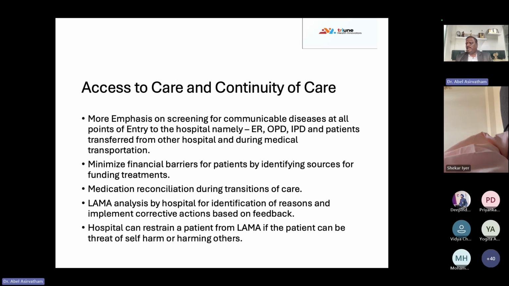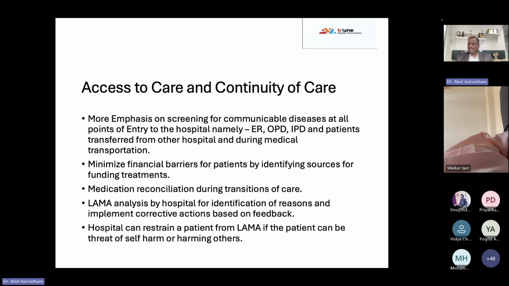Then minimize financial barriers for patients by identifying sources of funding. This we used to do in our hospital. Wherever there's a challenge, we used to have some tie-up with a trust. But now this has been included in the standards itself, like the hospital having some tie-up with some trust, crowdfunding, those kinds of things.